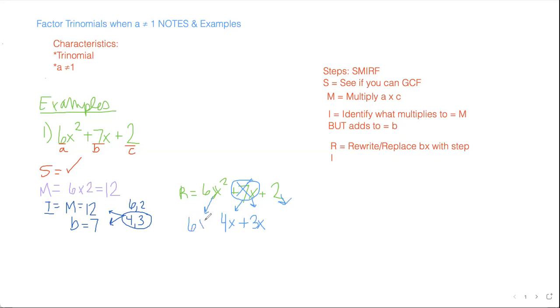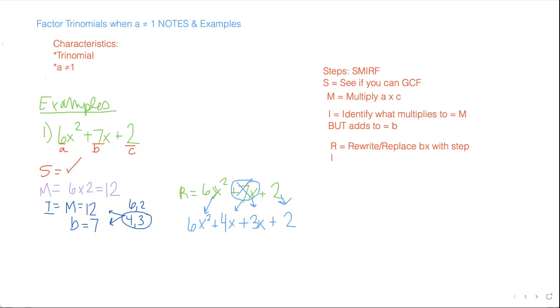What we're doing is just rewriting the equation and replacing the bx with our new factors that we found. Let me give you a second to think about that. Again, what we did was we took this bx out and replaced it with the ix. We found I was 4 and 3, so that becomes 4x, 3x. Split the 7x up into 4x, 3x, drop the 6x squared and 2 down like it's hot, and then we continue on.